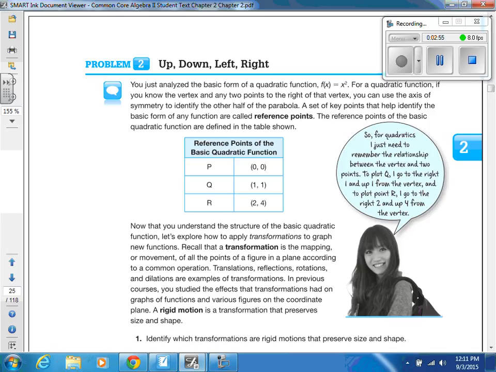All right, our reference points are these. These are going to be our reference points right here. Those are going to be our reference points. We're going to go back to these points to see what's happening and what's going on with our parabola.